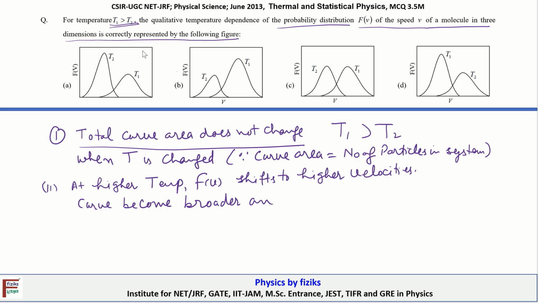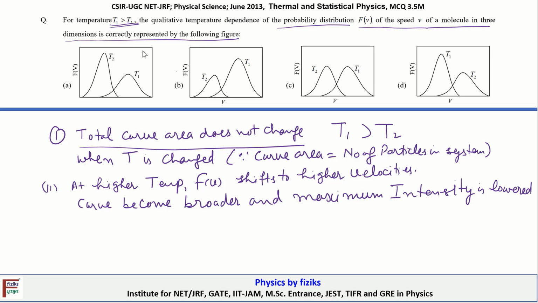and the maximum intensity is lowered. Therefore, if we take a look at all the options, the first point is that the total curve area doesn't change. So among the two curves at temperature T1 and T2, the total area under these two curves should be equal.